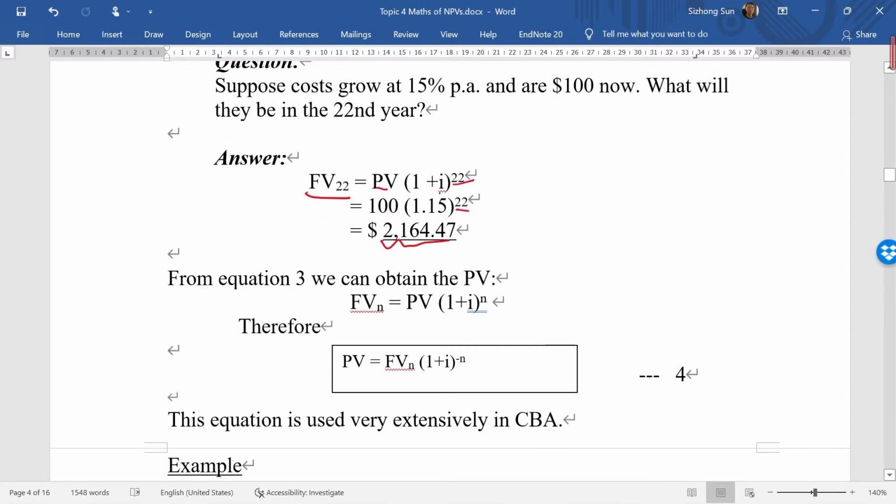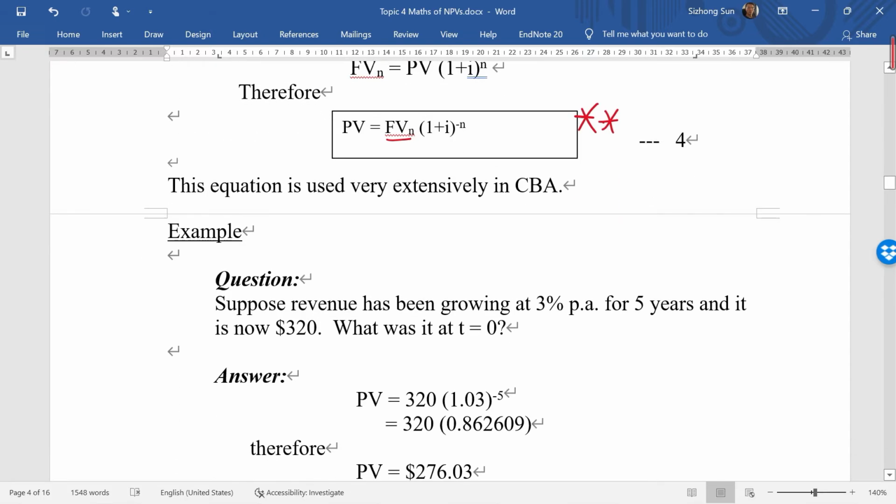More frequently, we know the future value. We want to discount it back to present time, and this formula is the most important formula for computing NPVs. So present value is future value in year n times (1 plus i) raised to the power of negative n.